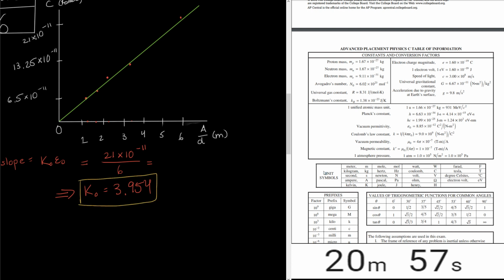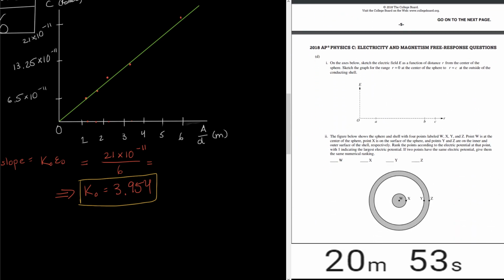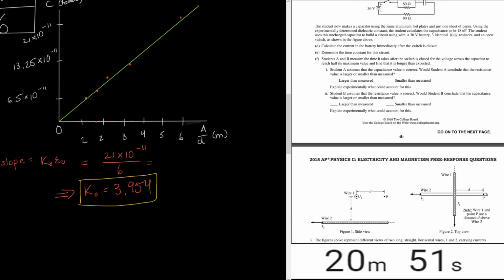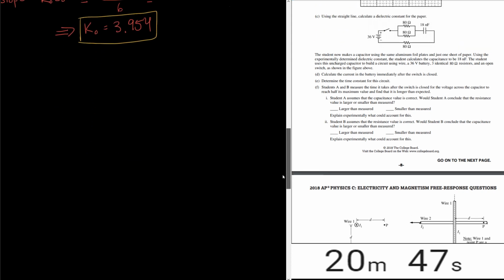All right. Now we can get back to where we were going before, with only 5 minutes left in the question. So let's hope we got it down. Okay. So now we're on part D. Let's use that red though. D. All right. So we now have a capacitor of the same aluminum foil plates and just one sheet of paper. Using the experimentally collected dielectric constant, the phone rings.